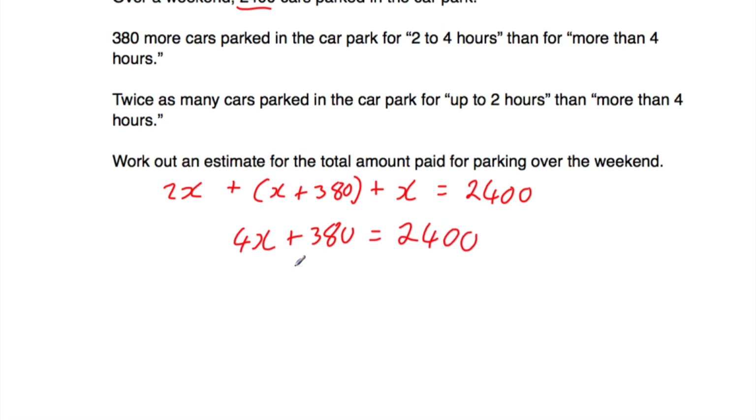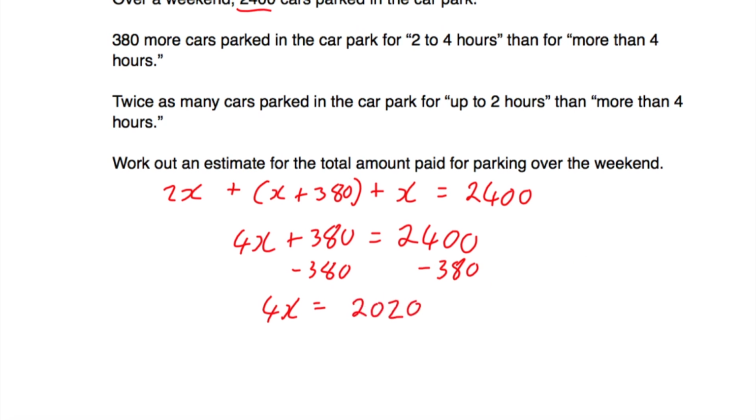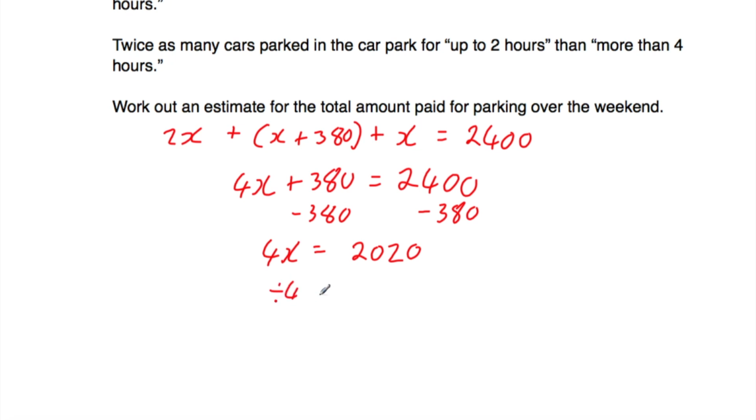Now we want to solve this equation, so let's take away 380 from both sides of the equation. And if we do that, we get that 4x is equal to, and 2,400 take away 380 would be 2,020. And now we want to find out what x is, so let's divide by 4 and divide by 4. x is equal to, well, let's half it and half it again. So half of this number is 1,010, and half it again would be 505. So that means that x is equal to 505.